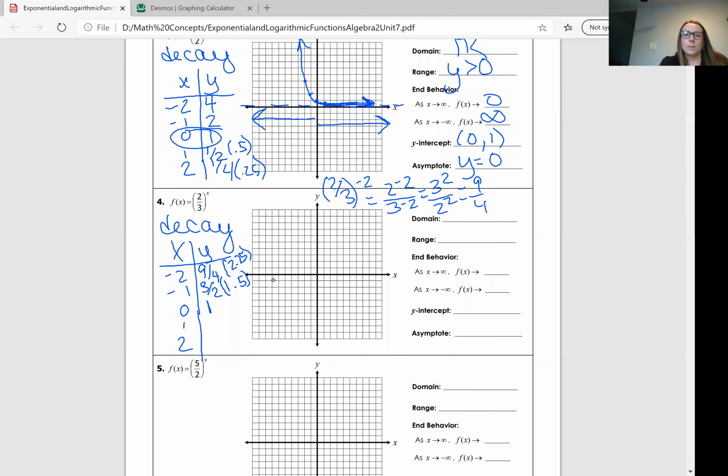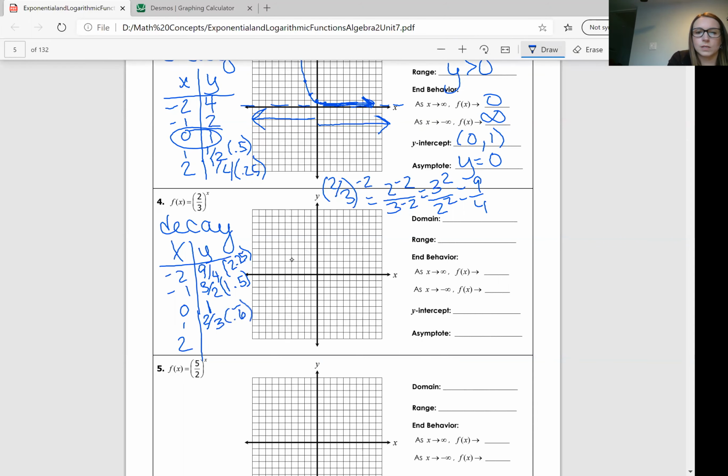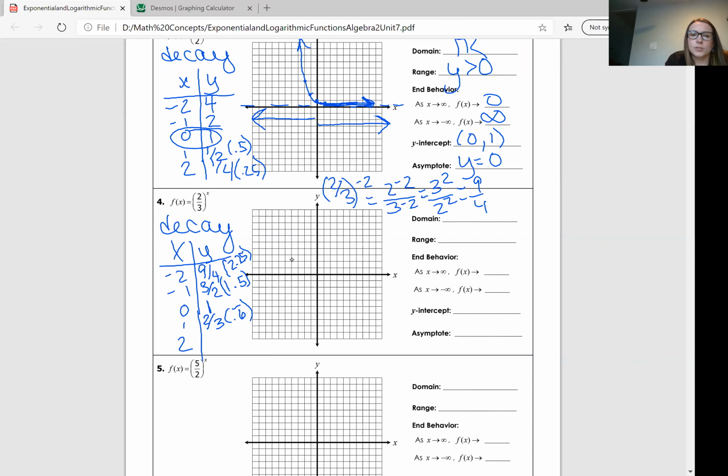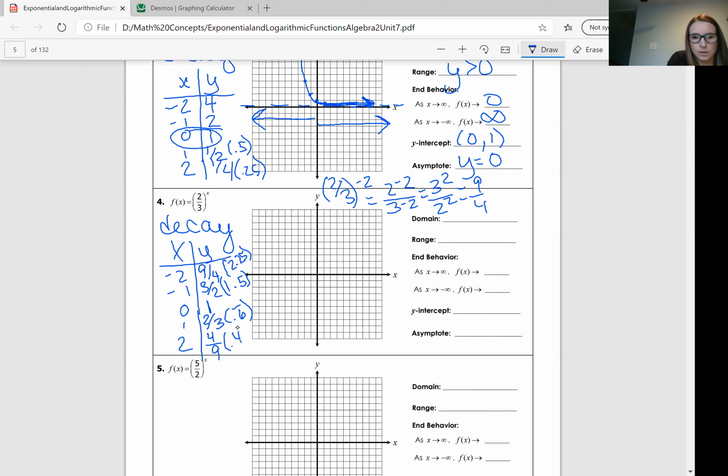All right, 0, 1, we already have 1 would be 2/3, which is 0.6 repeating. All right, and then we have 2, so that would be 2 squared would be 4, and then 3 squared would be 9, and 4/9 is 0.4 repeating.